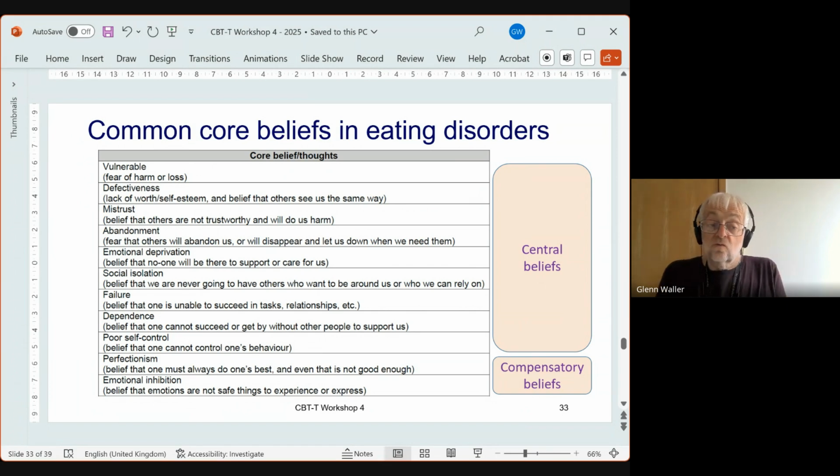There's two broad types of core beliefs. We've got the ones which are, if you like, central to who we are. Things like I'm vulnerable, or I'm defective, I'm broken somehow, or I can't trust the world, or people always give up on me. Those kind of beliefs are central beliefs about who we are, and they develop because of past experiences. They develop quite reasonably because of past experiences. And when I talk about Jenny in a minute, hopefully that will make sense.